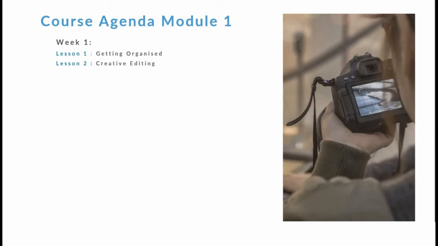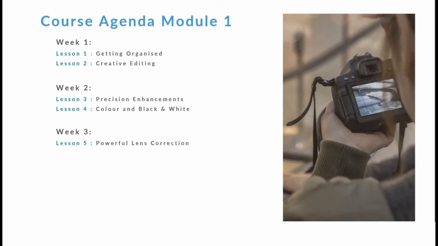Then we'll get into the editing side of things in the next lesson. We'll have a look at the develop module and start making some adjustments to our photographs. We'll take that a step further in week 2, where we'll look at precision enhancements and color and black and white, and we'll move on into powerful lens corrections, correcting things like sharpness and noise in our photographs. Then we'll have a look at batch editing. So if we work on hundreds and hundreds of photographs at the same time, we can do a huge amount within Lightroom to speed up our workflow.